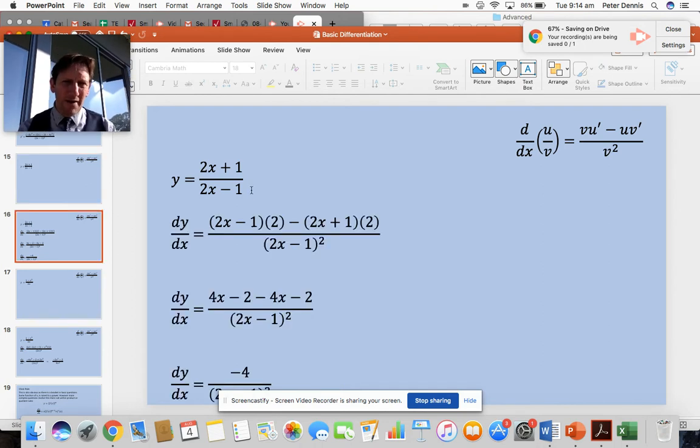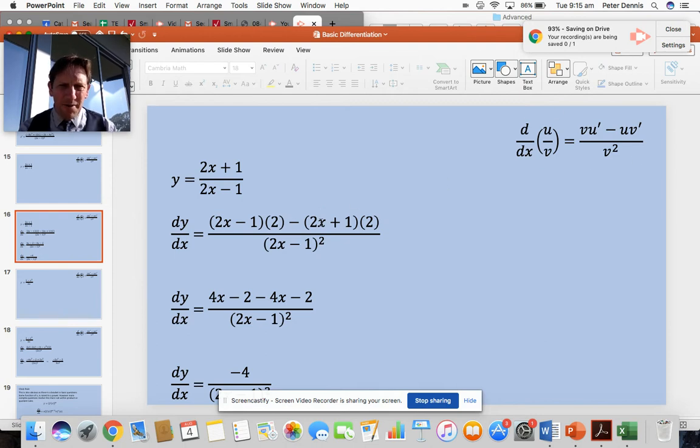So let's have a look at what that looks like. Here's the bottom, 2x minus 1, times the derivative of the top, which is 2, minus the top, 2x plus 1, times the derivative of the bottom, which is 2 just here, and it's all divided by 2x minus 1 all squared. Now, that's just using this formula.